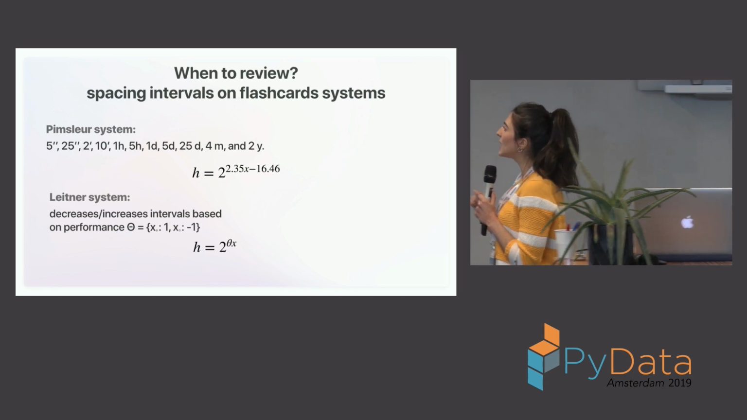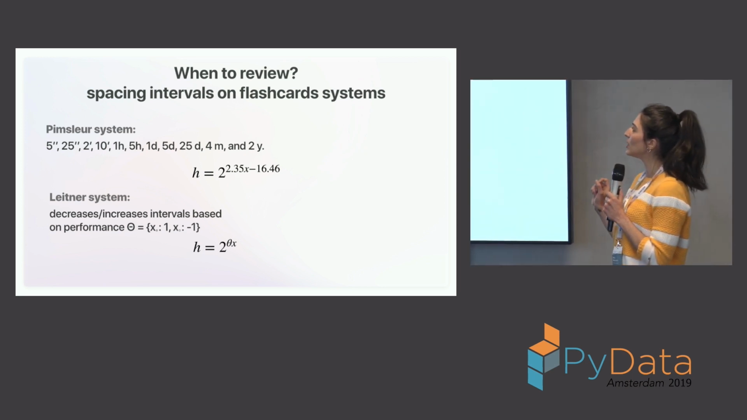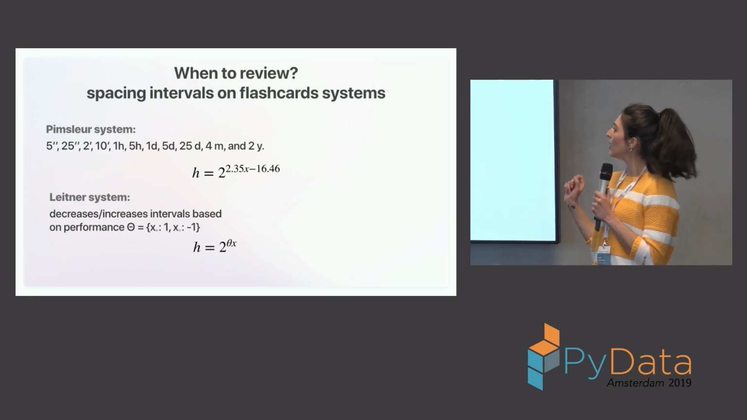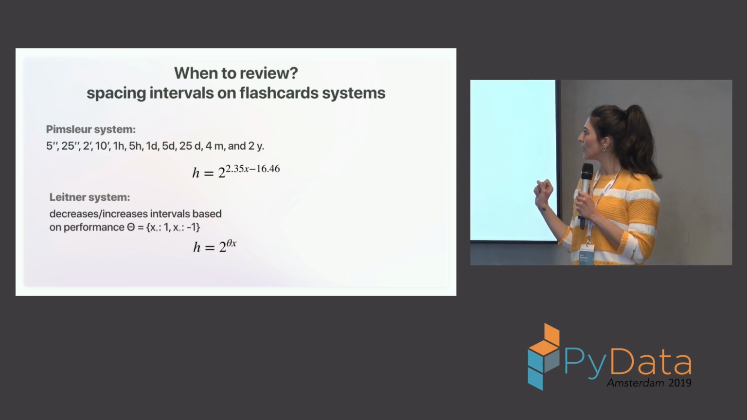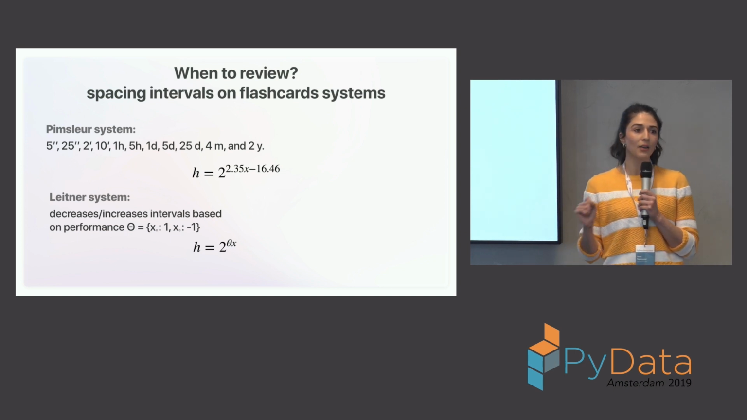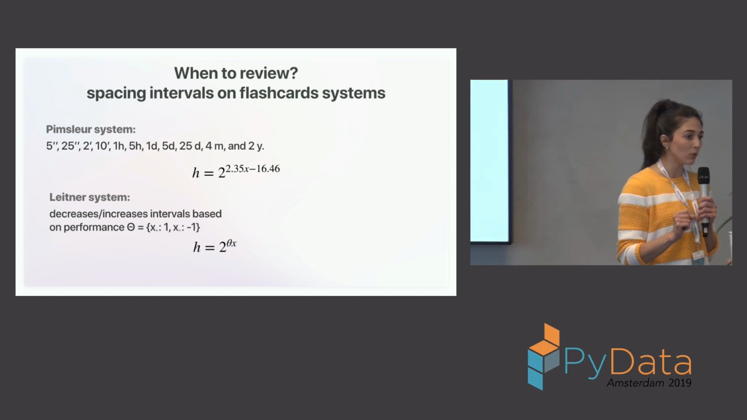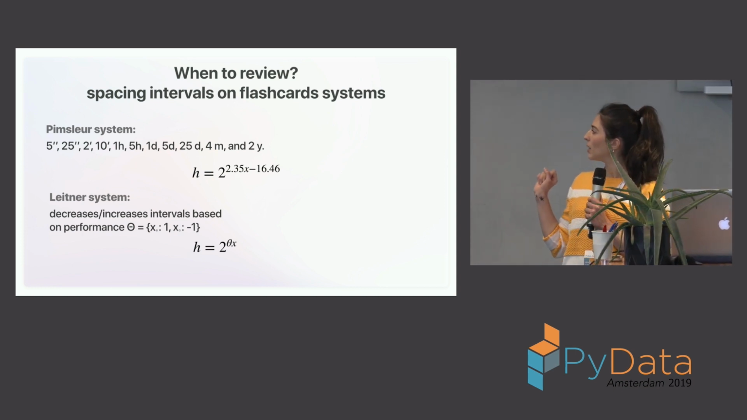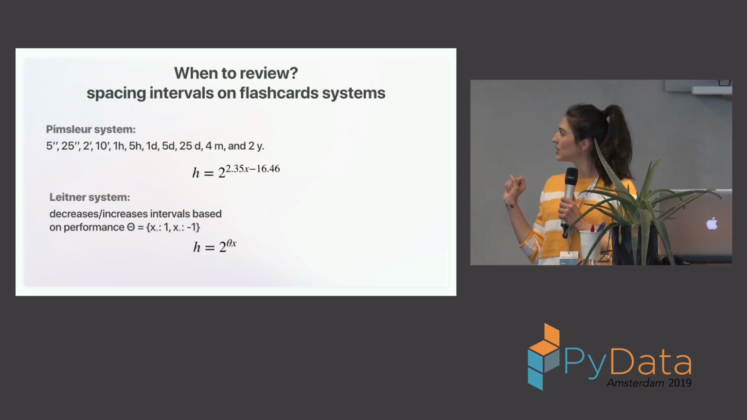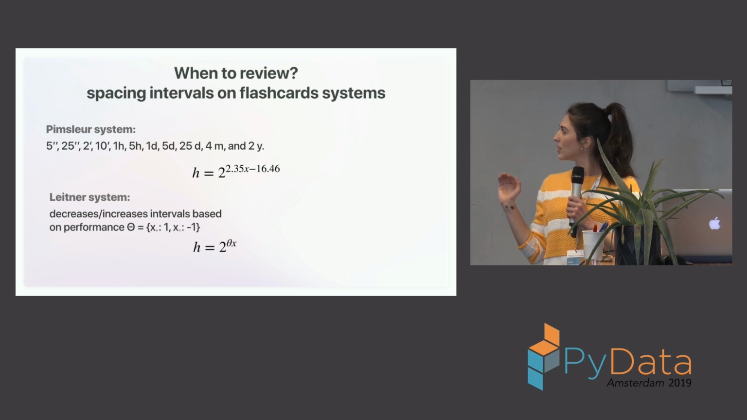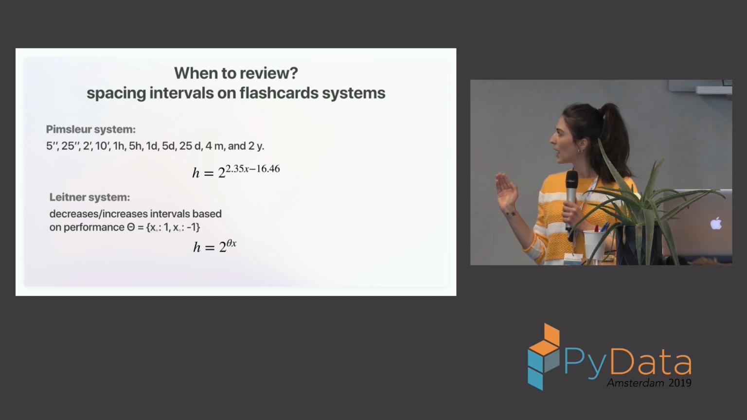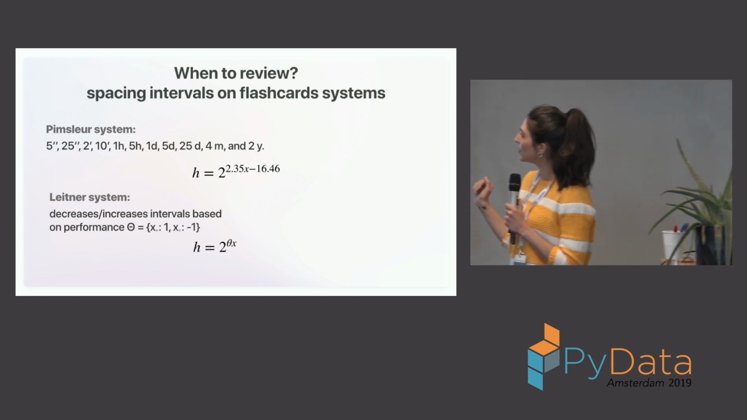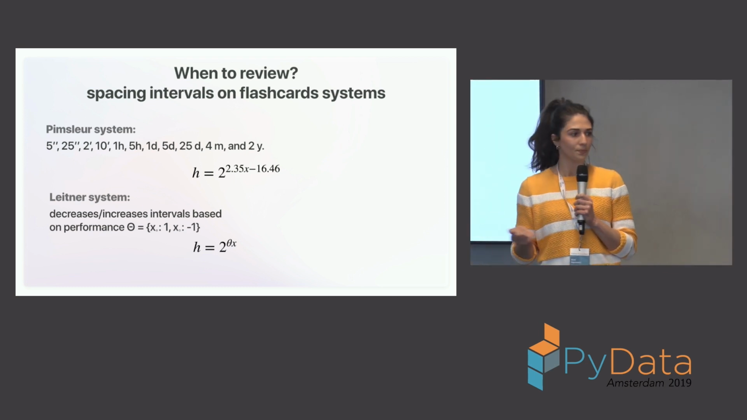Why? Because instead of just using fixed intervals between my reviews, it says, okay, I will decrease or increase the interval based on your performance, based on whether you were able to correctly recall derivatives or not. And each time I correctly recall the derivatives, it halves the intervals, whereas each time that I incorrectly recall, it doubles it.